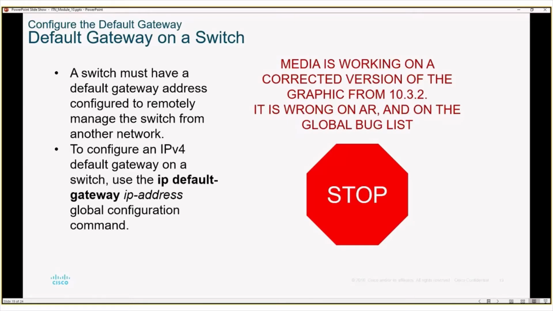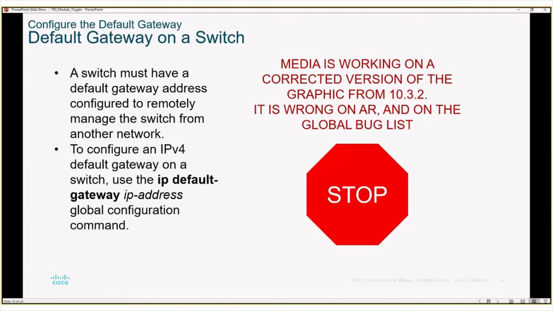So, default gateway on a switch. A switch must have a default gateway address configured to remotely manage the switch from another network. To configure a default gateway on a switch, you do IP default gateway and then you specify the address. As far as layer 3 is concerned, a switch is just another host. That's all it is, so it doesn't know how to route packets to different networks either, and so it needs to know its gateway.